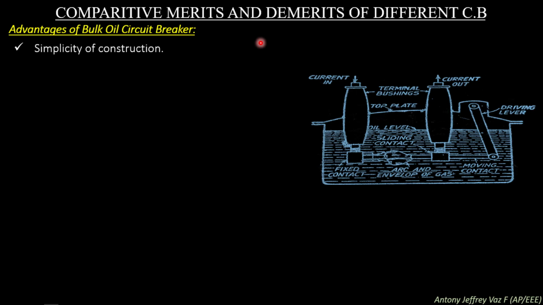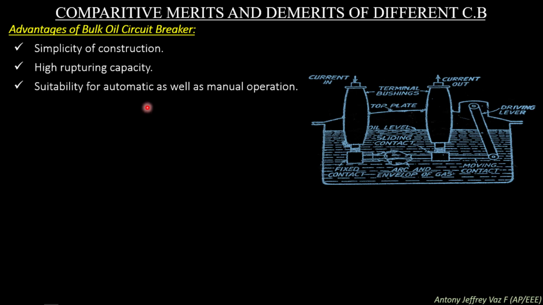First, we will be seeing about advantages of bulk oil circuit breaker. Simplicity of construction. We know bulk oil circuit breakers are very simple in construction, with high rupturing capacity, and suitability for automatic as well as manual operation. So this is the circuit diagram. This is the diagram of a minimum bulk oil circuit breaker, and it has a very simple construction of a tank and a lever system to open and close the contacts of the circuit breaker.